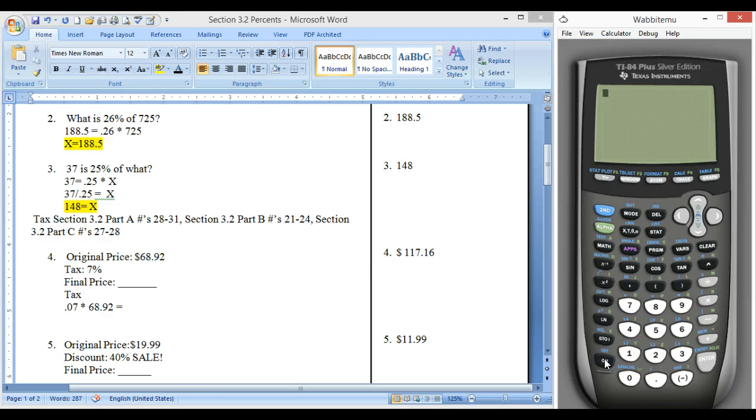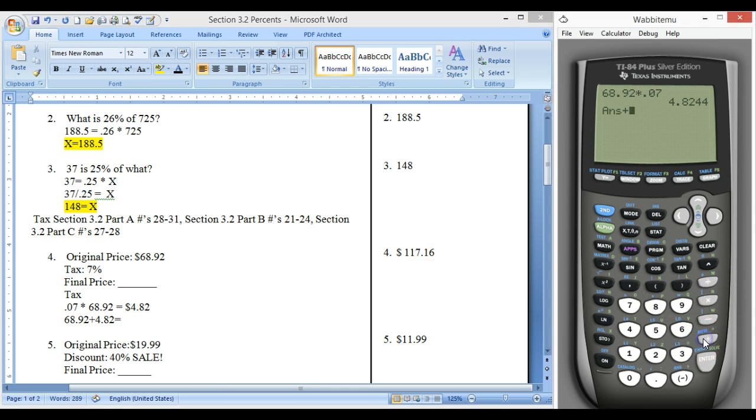So we're going to do $68.92 times 0.07 gives us $4.82 because we're rounding to the nearest penny for tax. But that doesn't tell us our final price. That just tells me how much I have to pay for sales tax. So I need to find the total by adding the two together. $68.92 plus the $4.82, and that will give me my final price.